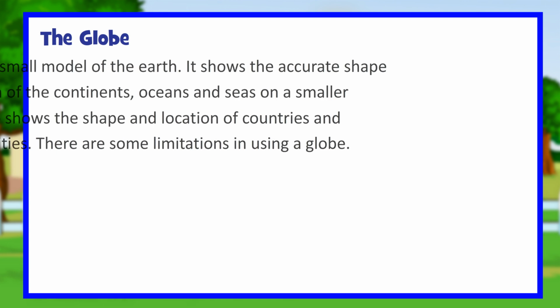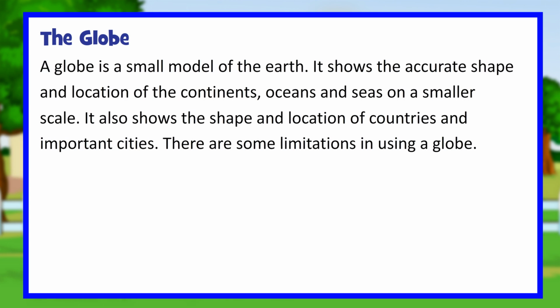The globe. A globe is a small model of the Earth. It shows the accurate shape and location of the continents, oceans and seas on a smaller scale. It also shows the shape and location of countries and important cities.